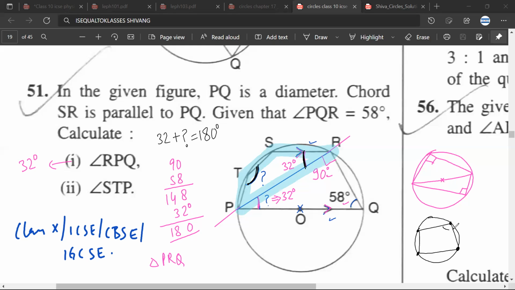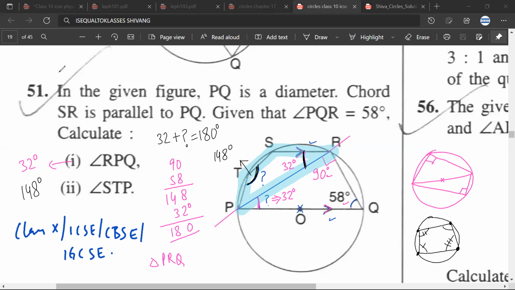Therefore, this angle plus this angle would be equal to 180 degrees, and this angle plus this angle would be equal to 180 degrees. Do we agree? Yes. So if this is 32 degrees, this question mark would be equal to 180 minus 32, which is 148 degrees. So this angle would be equal to 148 degrees. Is it making sense? Yes.